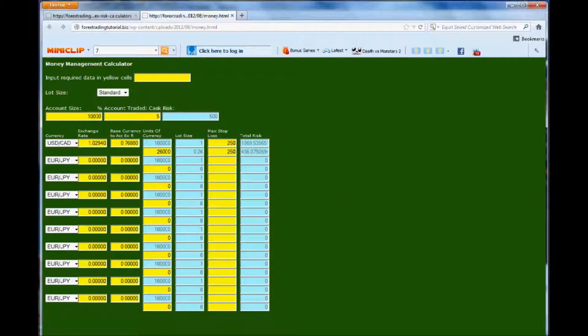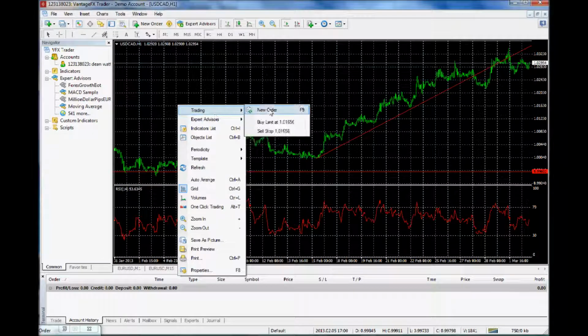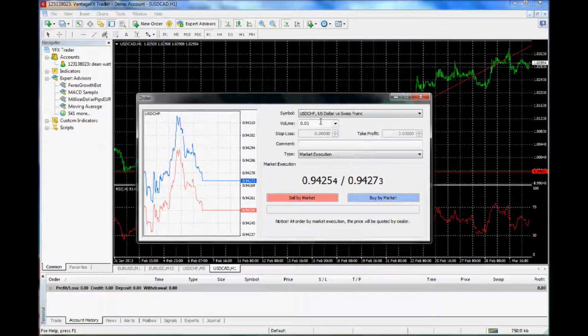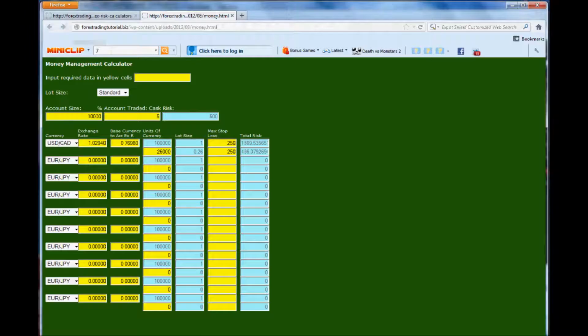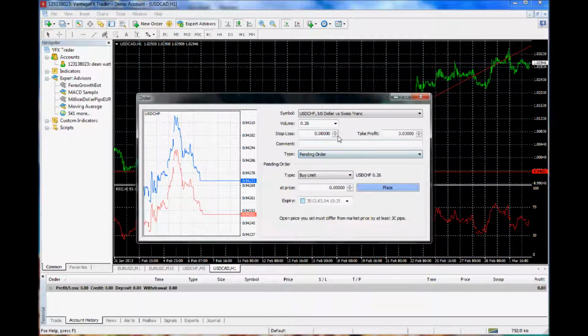All we would then do is go back to our trading system. We would then look to open a new order. We would say, okay, in this instance we wanted to trade 0.26. Just confirm that I was correct. Yeah, 0.26. We would put in 0.26, and then that would be our lot size. Obviously what we'd have to do is here put in a pending order. We could put our stop loss in, and then all we would make sure is that was 250 pips.